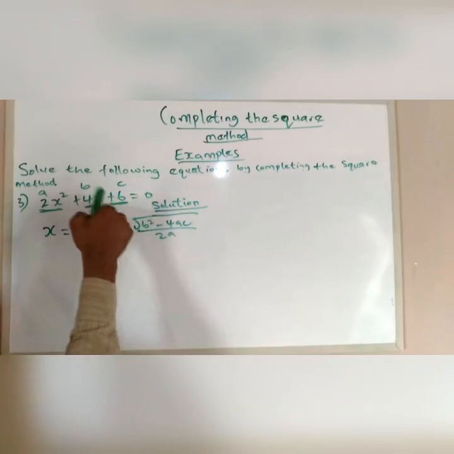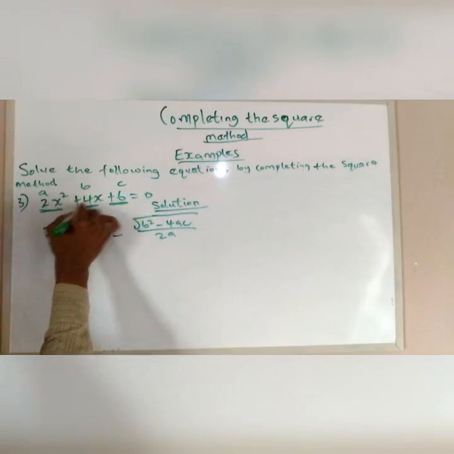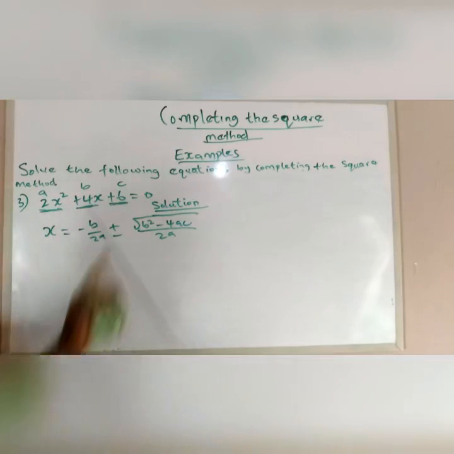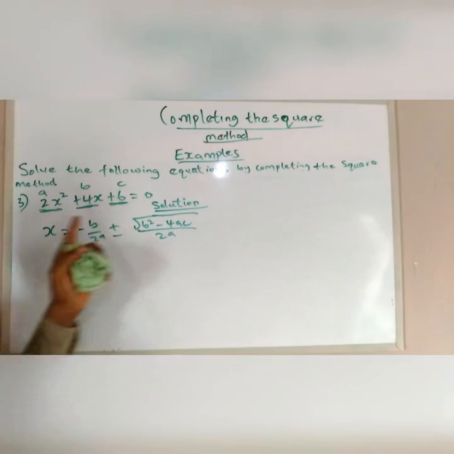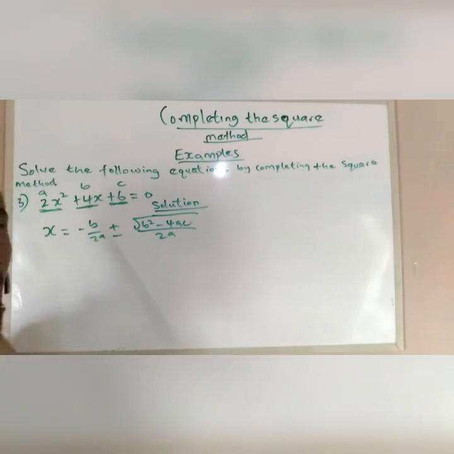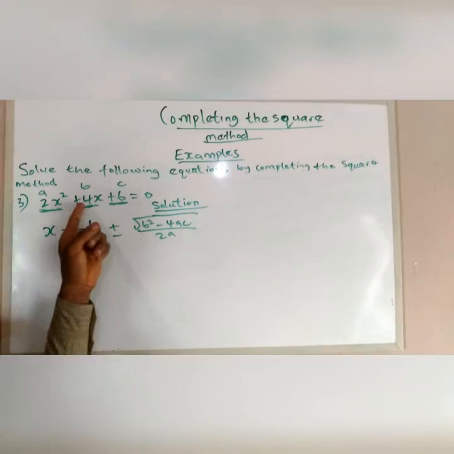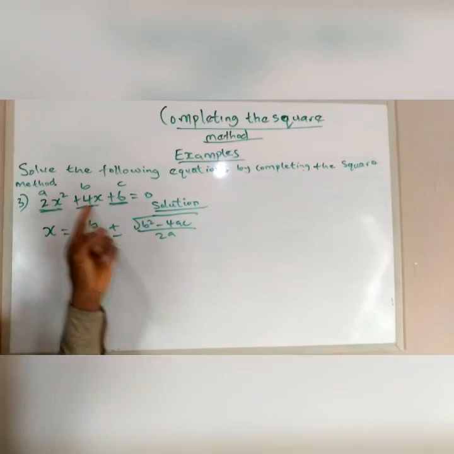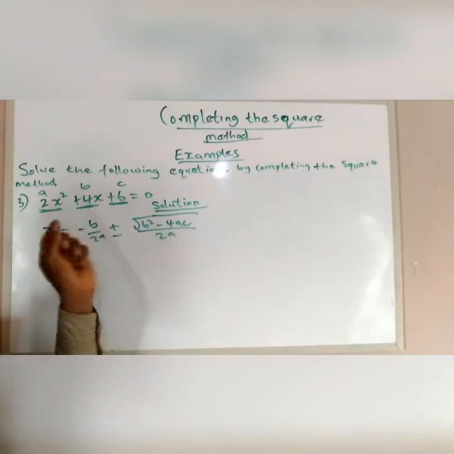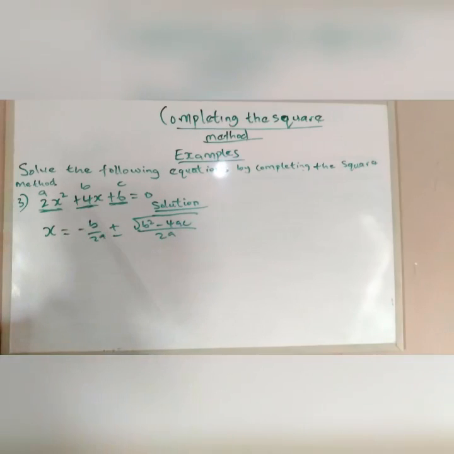Remember, you are taking each coefficient with their signs. Don't only take 6 here, you take plus 6. Don't only take 4 here, you take plus 4, because if it is negative, it will have a big impact. So if it is negative 4 here, you are not going to take 4 as your coefficient of x, you take negative 4 as your coefficient of x.